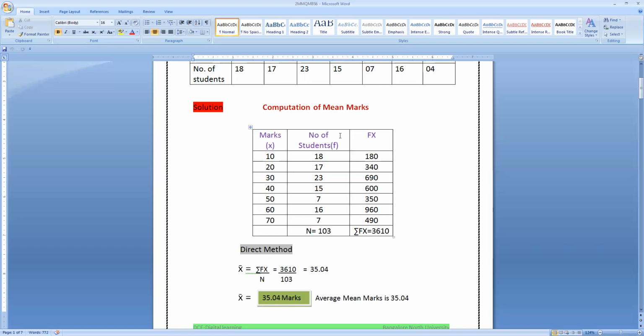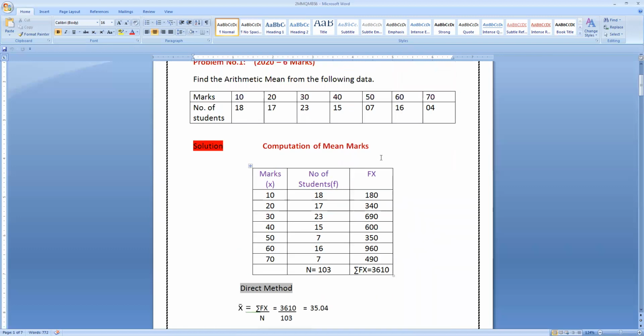Now we have to arrange the data. Let us total the values. The total of f is 103. Now we go for the multiplication, that is f into x.